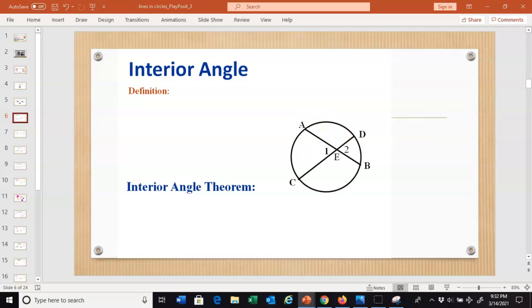So here's our first scenario. An interior angle, I know that you guys could probably give your own definition to that, right? Interior, meaning on the inside. So an interior angle has its vertex at the intersection of two lines inside the circle. So the vertex is inside the circle.